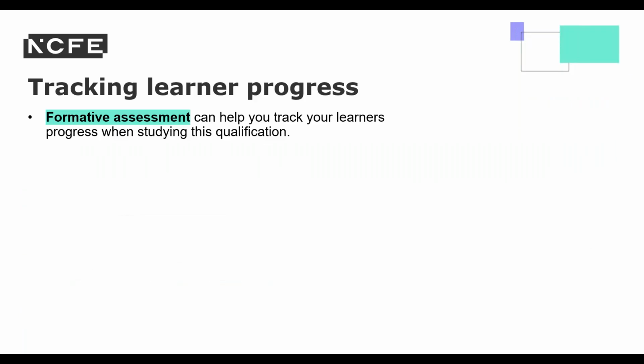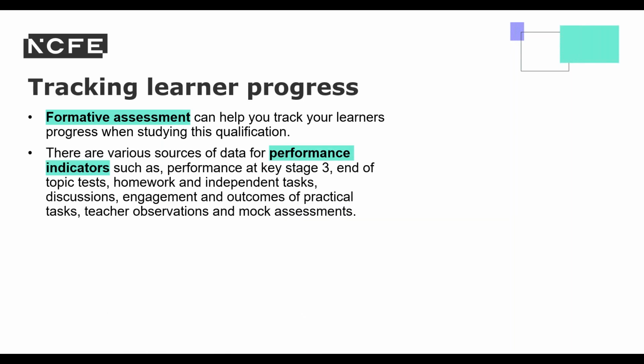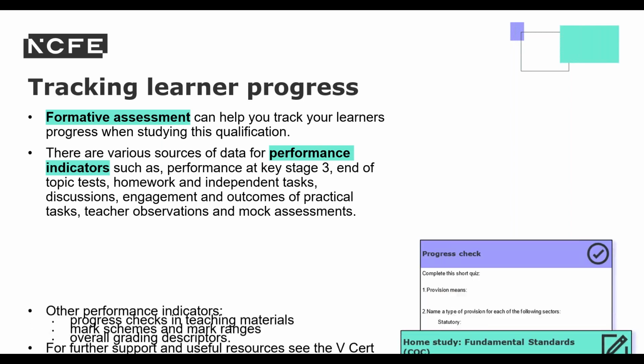Formative assessment can help you track your learner's progress throughout the learner journey of studying this qualification. Keeping a record of each formative assessment result will allow you to monitor your learner's ongoing progress, predict a final grade, and identify if any further support interventions are required. There are various sources of data for performance indicators, such as performance at Key Stage 3, end of topic tests, homework and independent tasks, discussions with learners to assess their depth and breadth of knowledge of the subject content, engagement and outcomes of practical tasks, using the NEA practical assessment criteria, teacher observations and mock assessments.